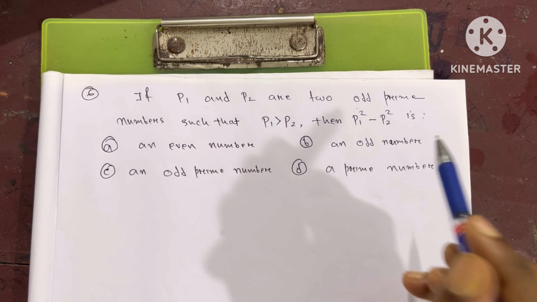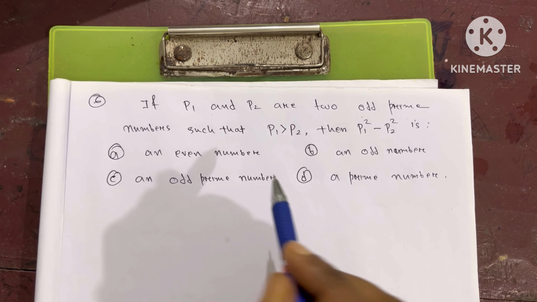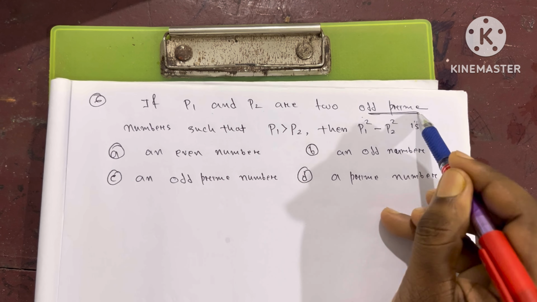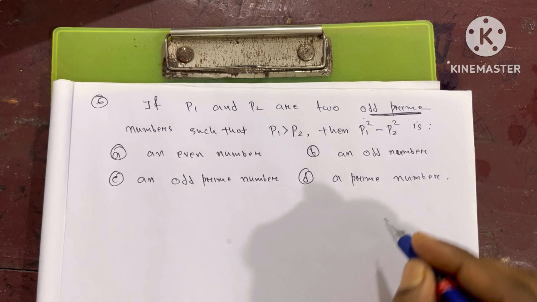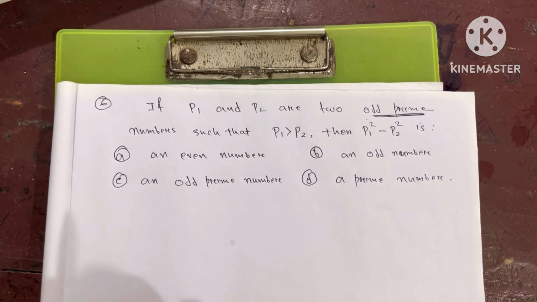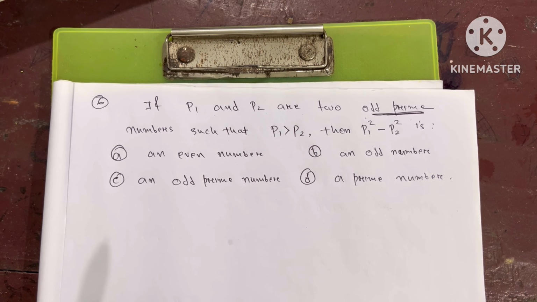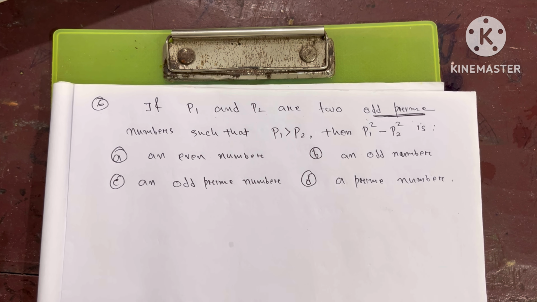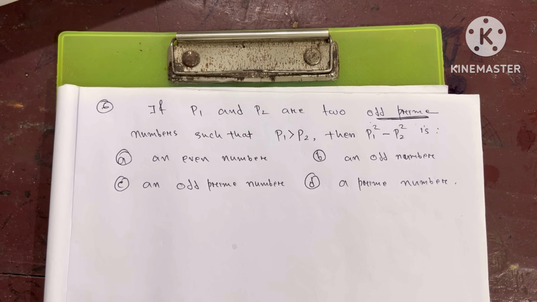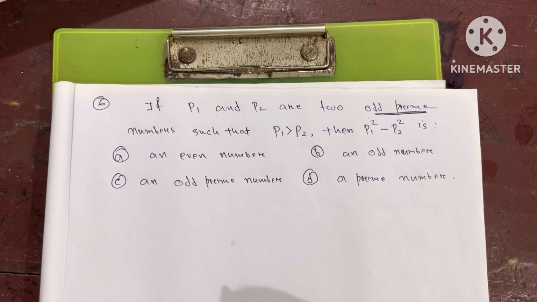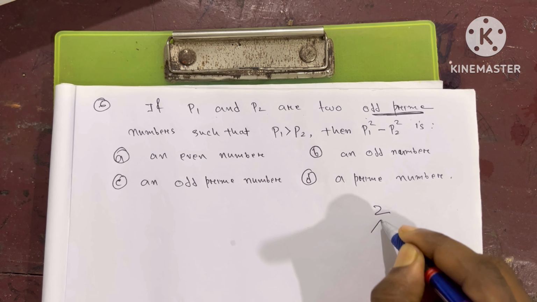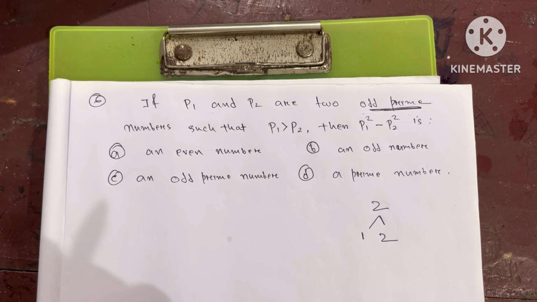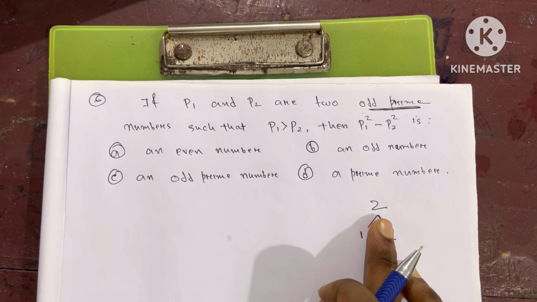So before discussing the main question, first you have to learn the meaning of the word prime number. What do you mean by prime number? Prime number means the number which is divisible by 1 and itself. So you can say that the number which has only two factors is called a prime number. Example: 2 is a prime number because 2 is divisible by 1 and 2 only.